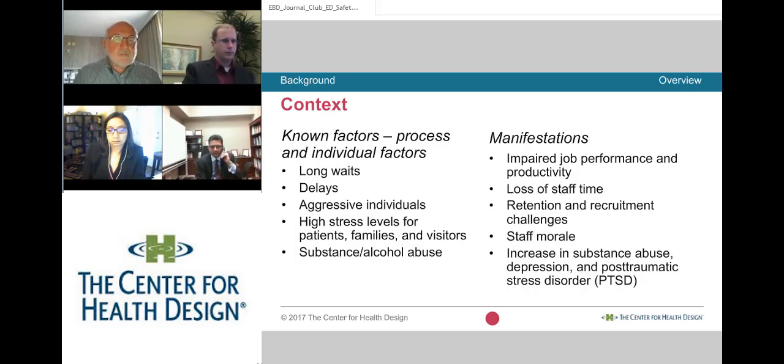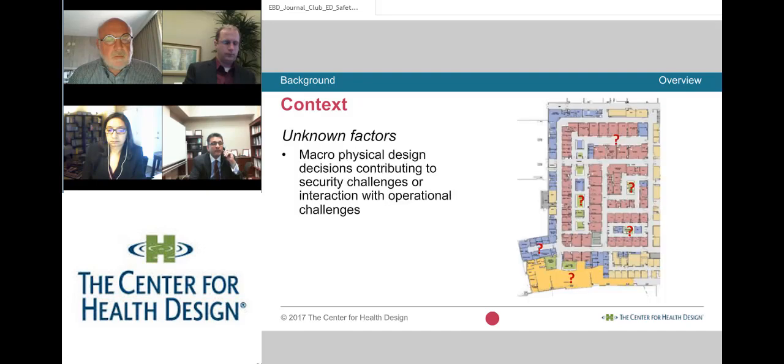Now, what has been known and the interventions that we have done in the ED context are mostly on the operational side. So we know, for example, long waiting and delays in care delivery has led to unsafe conditions or inefficient conditions that manifest in such things as impaired job performance, loss of staff time, and staff morale. Now, the ED being a very important part in the hospital, and perhaps one of the most stressed out part of the hospital, because people who go in, by definition, are highly stressed, are in a condition that affects your psychology and stress level.